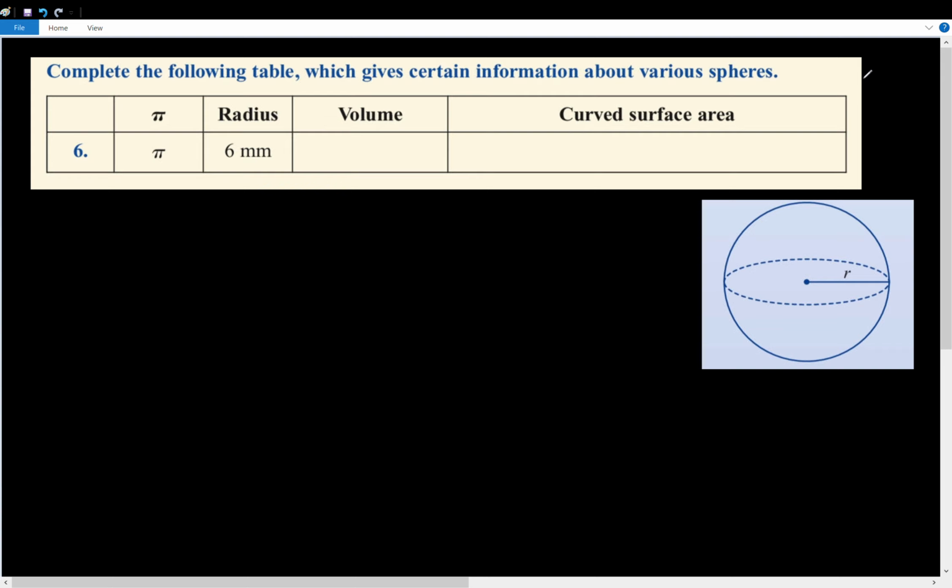This is question 6 in exercise 18.4 in Project Maths 2. We have to complete the following table, which gives certain information about various spheres. In this particular one, we're given pi, and the radius is 6 millimeters, and we're asked for the volume and the curved surface area.